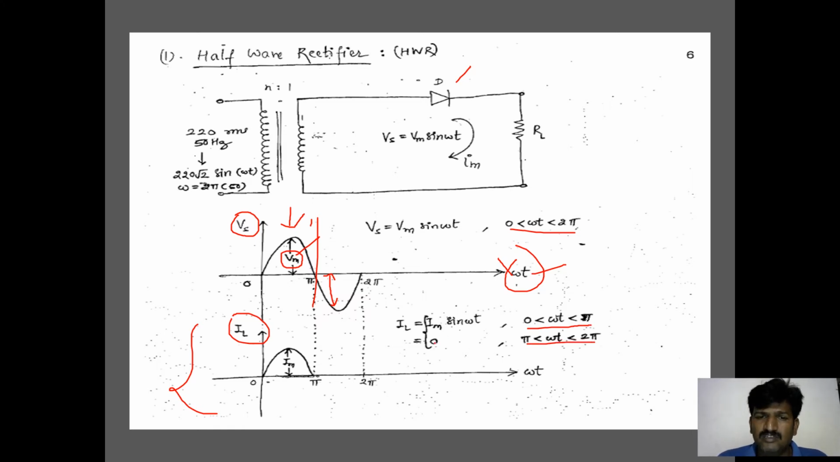There is no current in the loop because the diode is in open condition. It is like an open circuit, so no current is passing through it. The voltage across the RL is due to the current Im passing through the load resistor, and this Im exists only in 0 to pi. That's why it is called a half-wave rectifier.